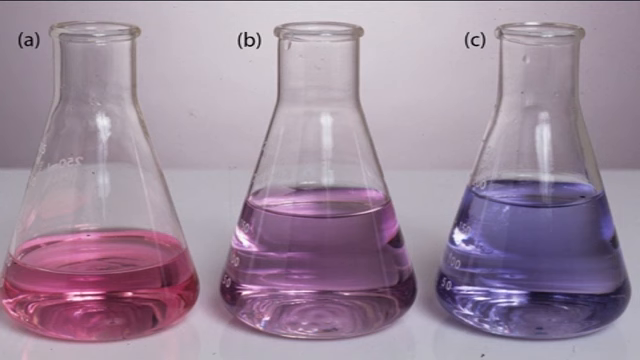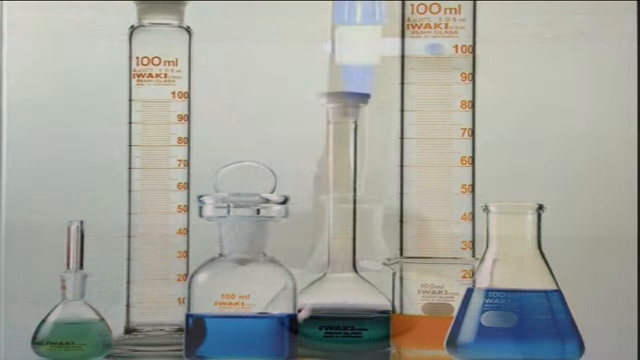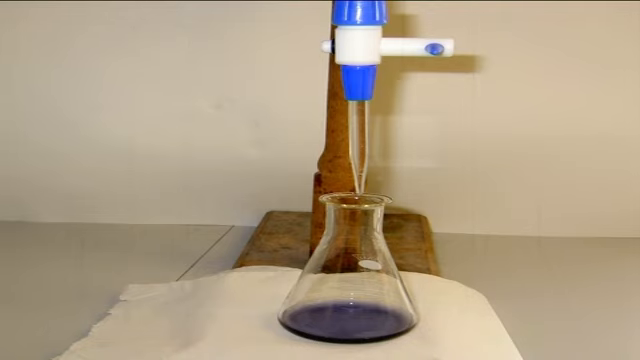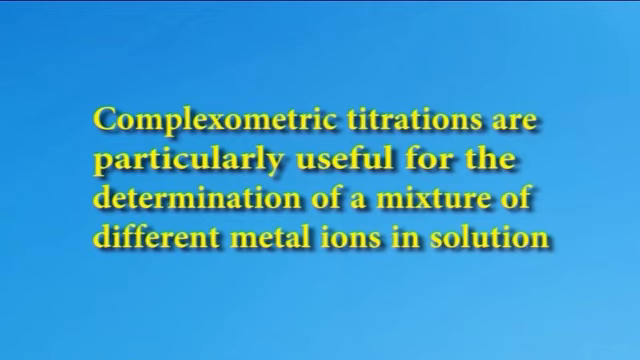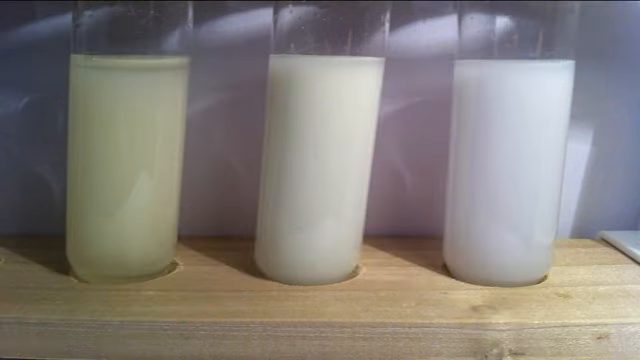Complexometric titration, sometimes chelatometry, is a form of volumetric analysis in which the formation of a colored complex is used to indicate the end point of a titration. Complexometric titrations are particularly useful for the determination of a mixture of different metal ions in solution. Gravimetric analysis or gravimetric determination is a method of quantitative analysis in analytical chemistry in which any element or compound gets precipitated from its solution by using a suitable reagent.